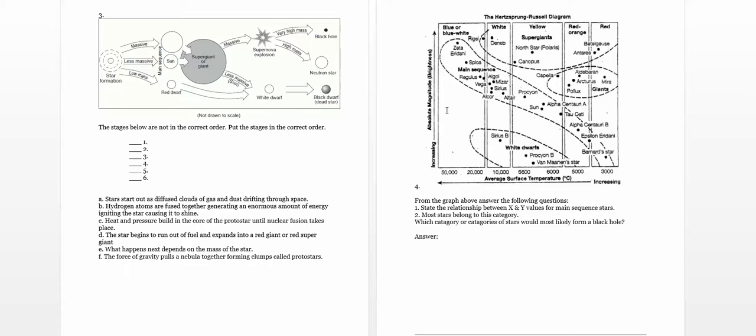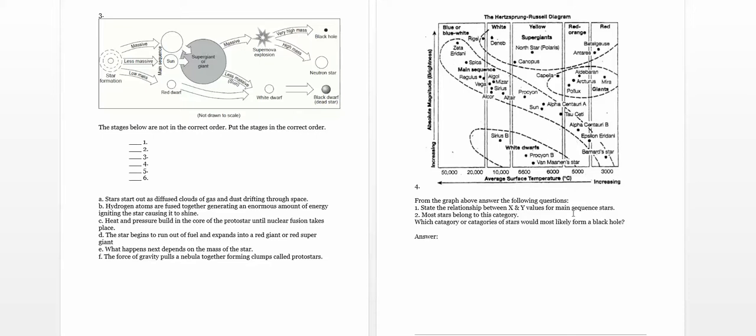Question number 4 over here is the HR diagram. We did a couple different worksheets on this, and we covered this pretty thoroughly in class. First question is, state the relationship between the X and Y values for main sequence stars. Well, as you look on the X, if you increase the surface temperature, and here it's increasing, what happens? Well, the magnitude, brightness, luminosity, they all increase.